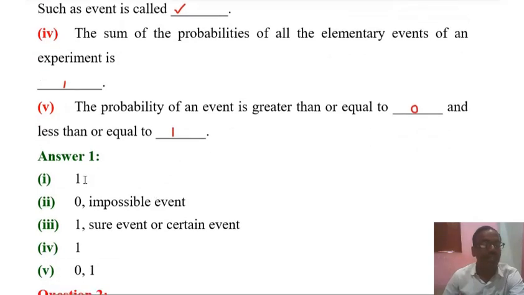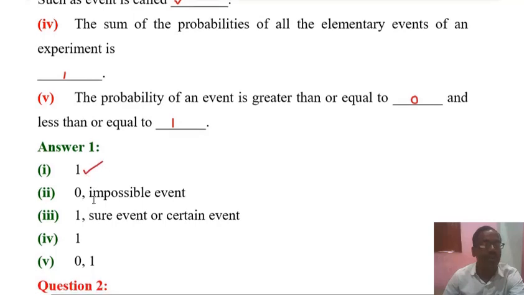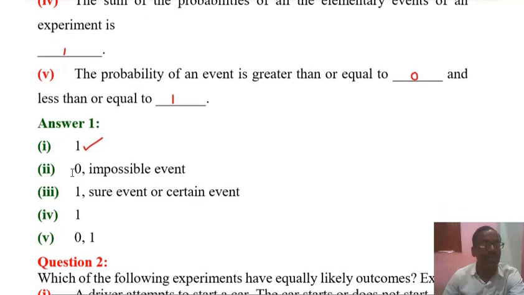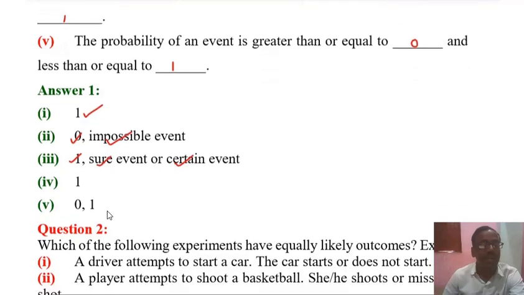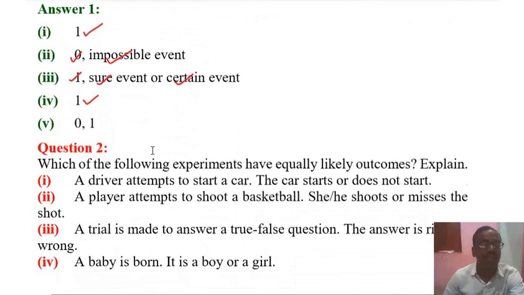The answer of the first question will be 1. Answer of the second question will be 0 or impossible event. Already I have said here. And answer of the third question is 1 and sure or certain event. Answer of the fourth question is 1 and answer of the fifth question is 0 and 1, already I have written here. So let's see the question number 2.